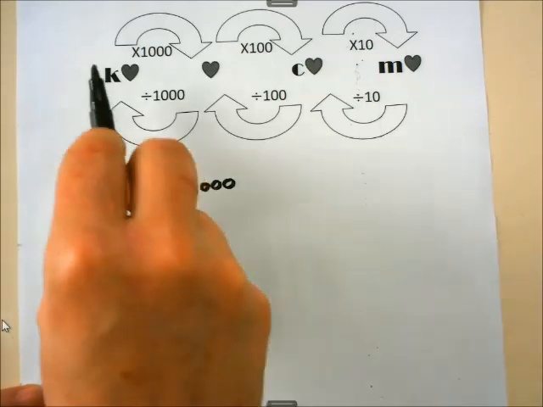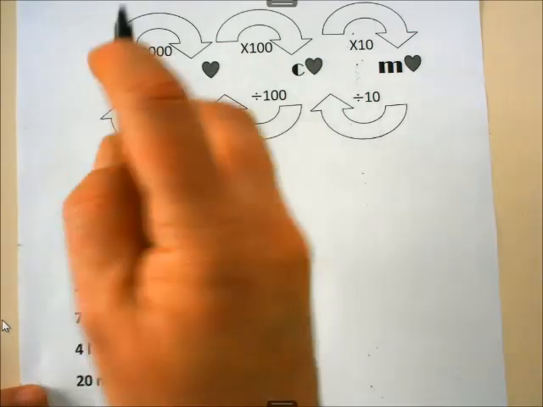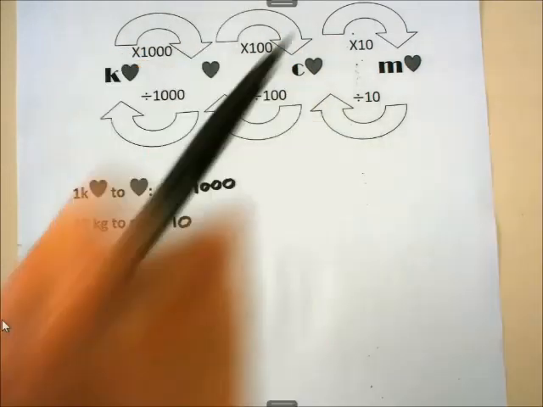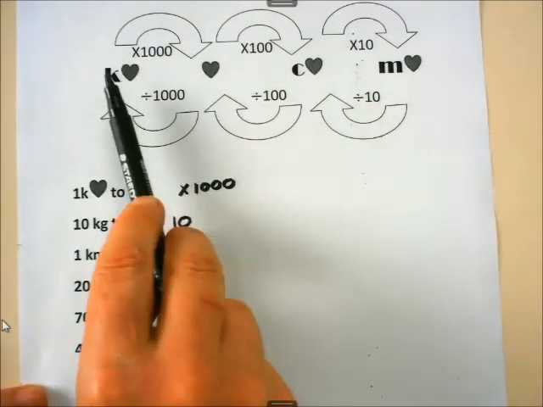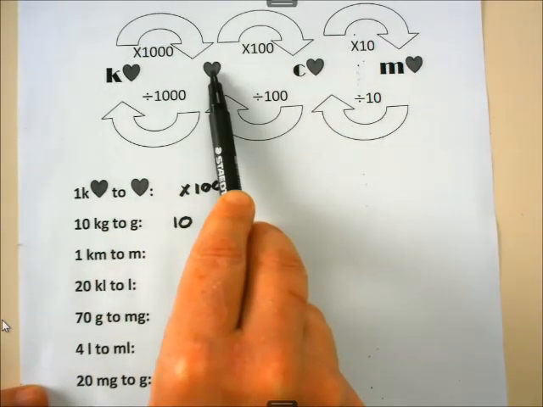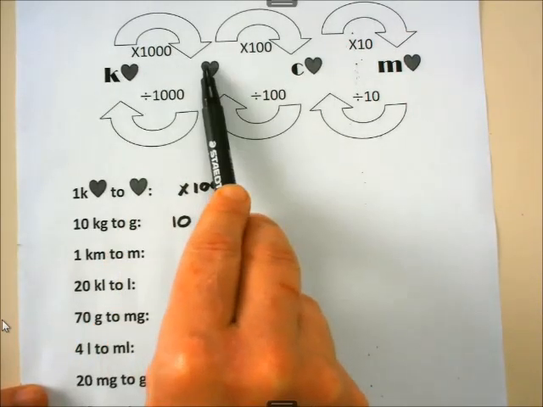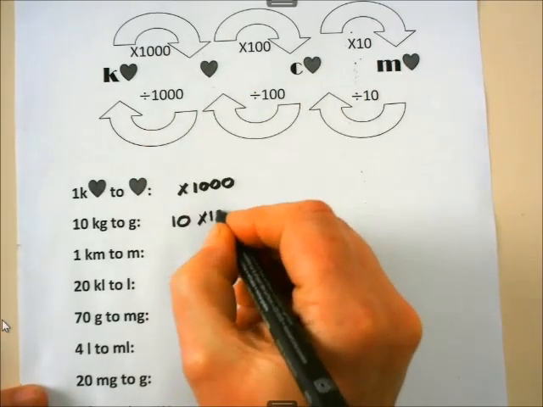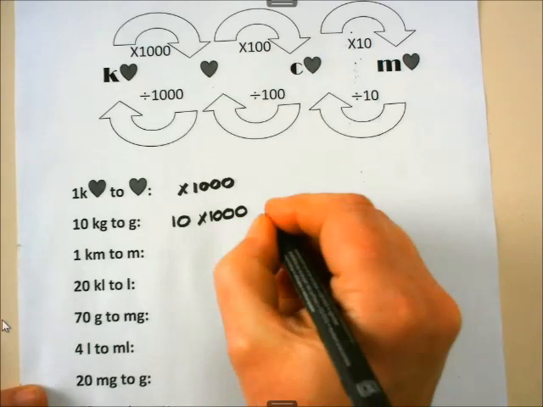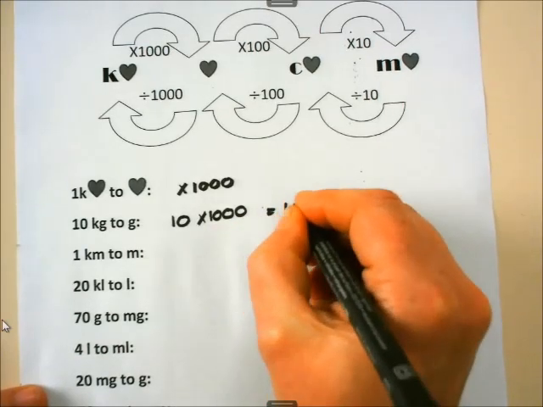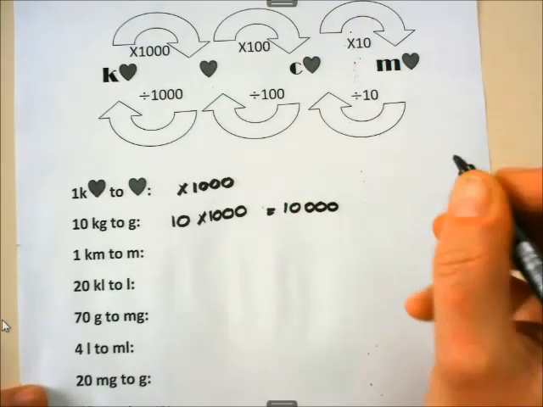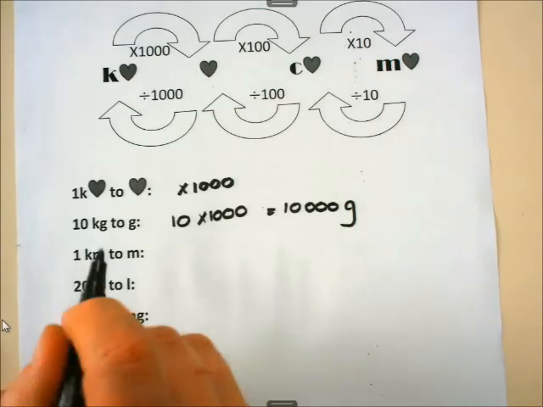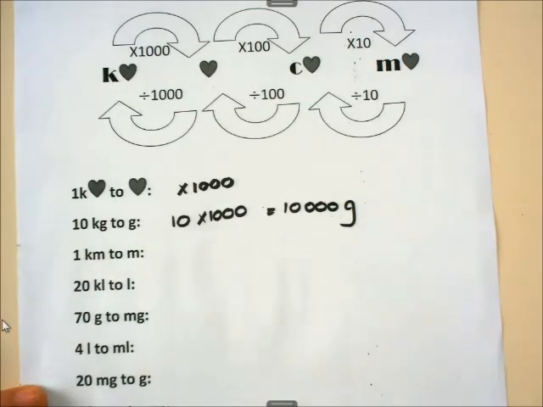Now, here is my kilo. In the place of the hertz, I can now have a gram. So here is my kilogram, and there is my gram. What do I do if I move from kilogram to gram? I move in that direction, I multiply with 1,000, and the answer will be 10,000 gram. So 10 kilogram is the same as 10,000 gram.